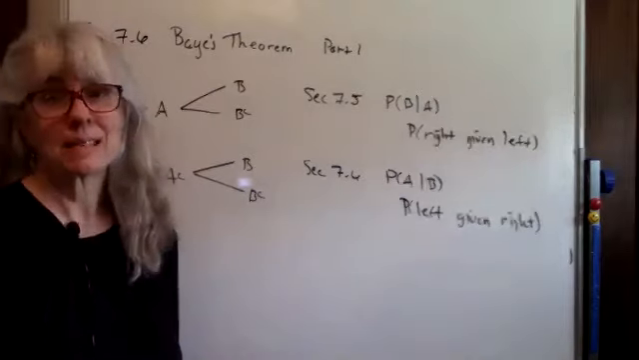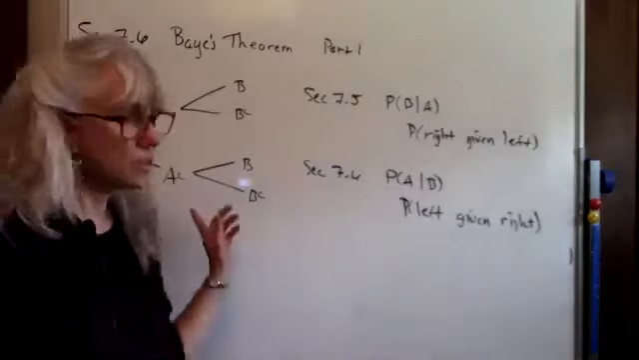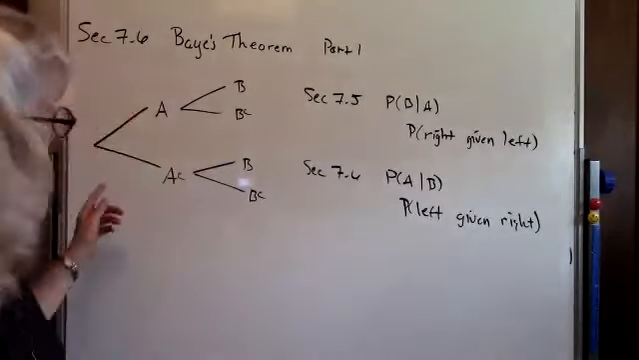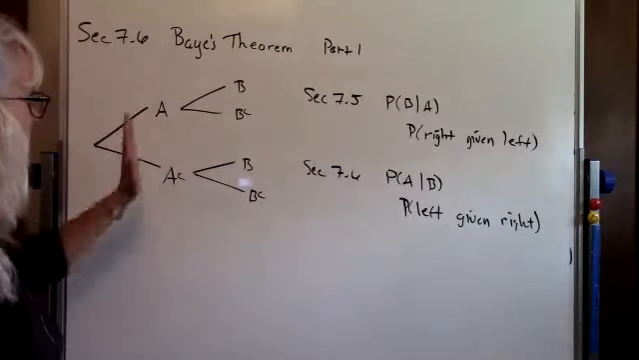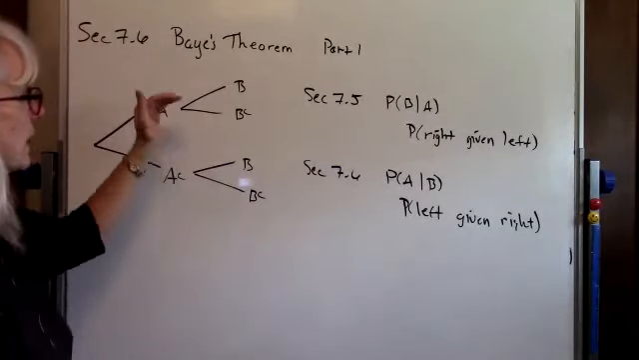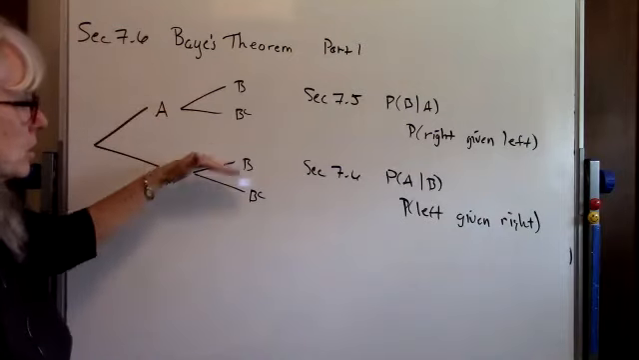7.6 is about a theorem called Bayes' theorem. So this is part 1. I draw the tree that's on the handout on the board. So we see that we have either A or A complement as our first event. And then from there, you have a second event that is either B or B complement.